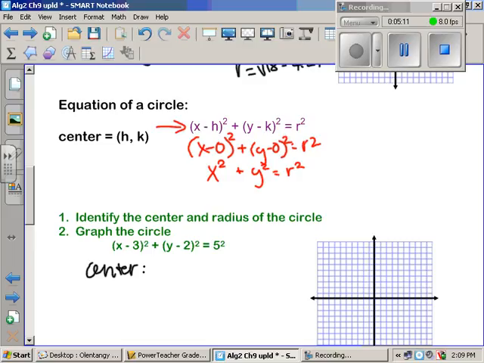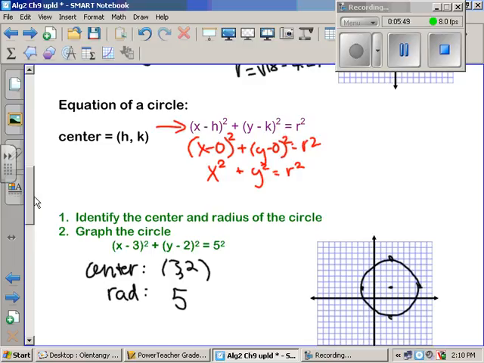Right, it's 3, 2. Okay, the radius, remember it's r squared, so if this is r squared, what's r, right? So if I'm going to graph it, I go over 3 up 2, and then I count over 5, because it's all 5 away, right? So my circle is right there. Okay?